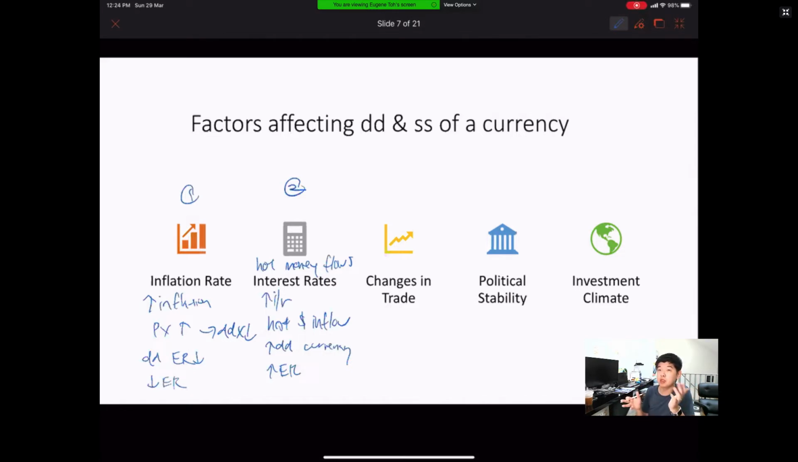So they don't put their money here, which means they're going to sell the currency. They want to sell the currency in exchange for other currency, which means the supply of the domestic currency will increase. If the supply of the domestic currency is going to increase, then your exchange rate is going to fall.